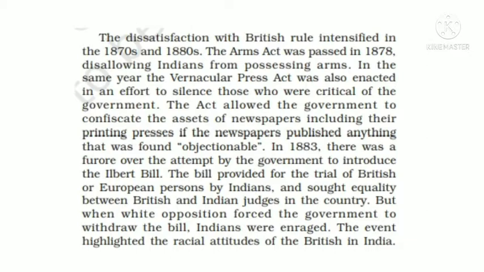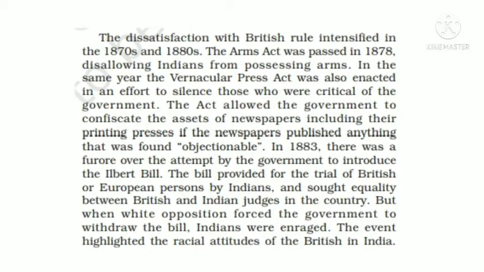The dissatisfaction with British rule intensified in the 1870s and 1880s. Why were people dissatisfied with the British rule in the 1870s and 1880s? Some causes behind this dissatisfaction. The Arms Act was passed in 1878, disallowing Indians from possessing arms. That means the Arms Act said that no Indian would be allowed to possess any kind of arms. Understand? Next, the Vernacular Press Act.